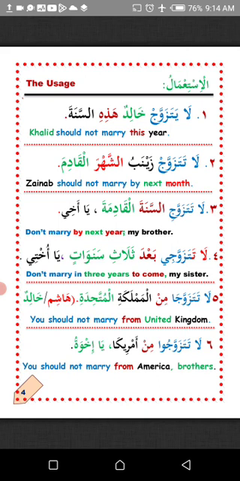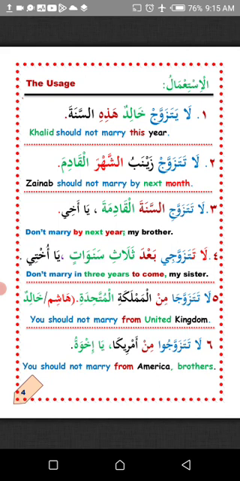Number 3. لا تتزوج السنة القادمة يا أخي. لا تتزوج, don't marry. السنة القادمة, by next year. يا أخي, my brother.